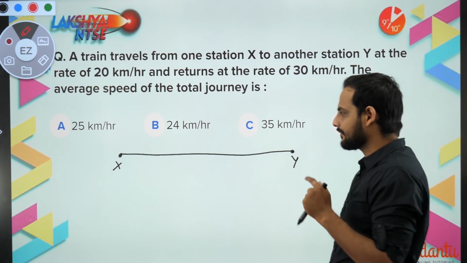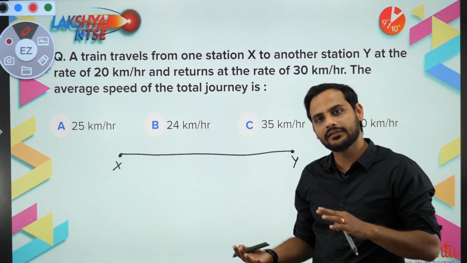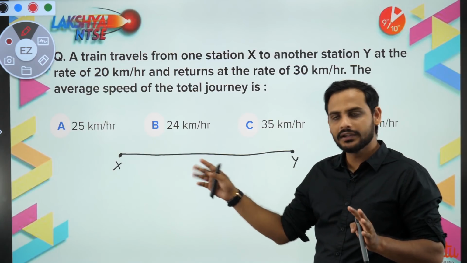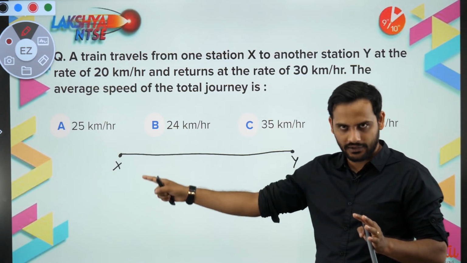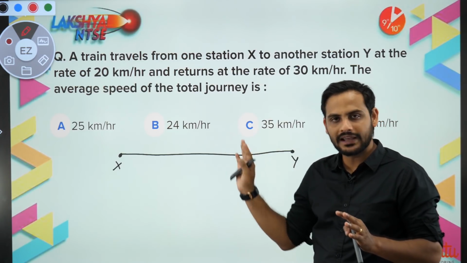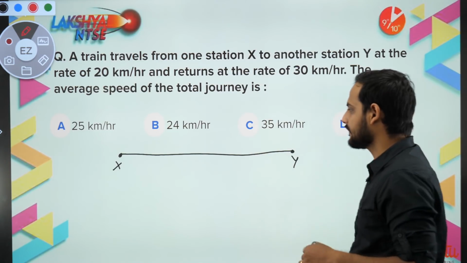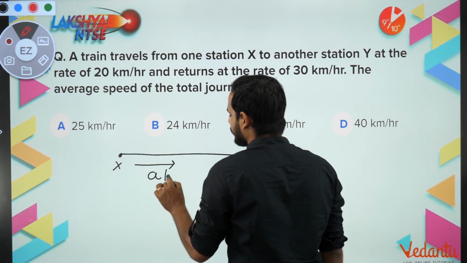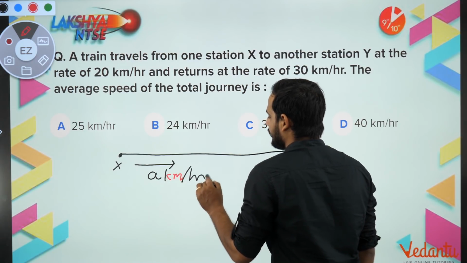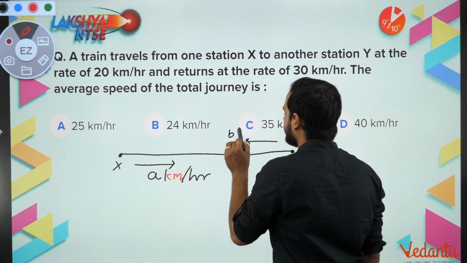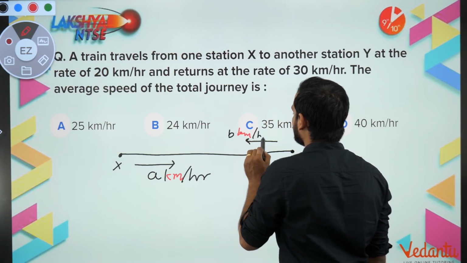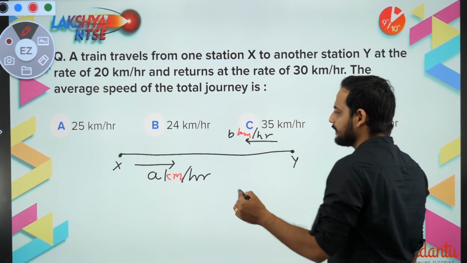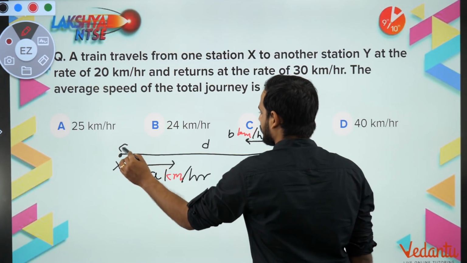Correct? So now first I will explain what is happening here and then I'll give you a direct formula for this kind of situation, when between two stations a train or anyone is going from X to Y and returning from Y to X, and the speed during both the times is given. So how do you find out the formula? Let us say that going from X to Y he was traveling at A km per hour and while returning he was traveling at B km per hour. Let us say this was happening. And let us say the distance between X and Y is D kilometers.